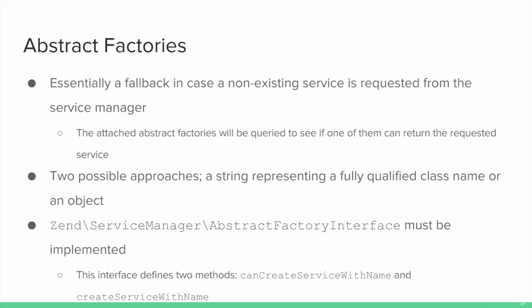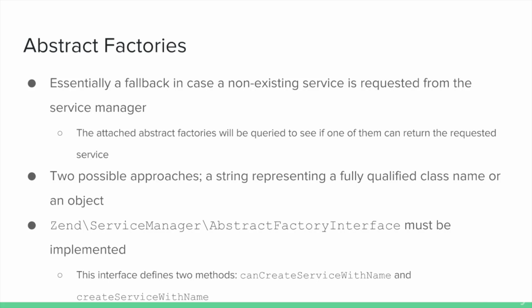So we also have something called abstract factories. Basically, it's a fallback in case a non-existing service is requested from the service manager. Attached abstract factories will be queried to see if one of them can return the requested service. These abstract factories that are added will be iterated upon, and it will be checked if either of them can retrieve the object that was requested.